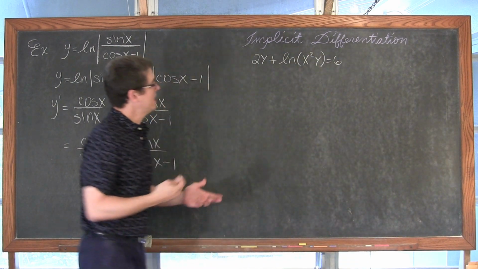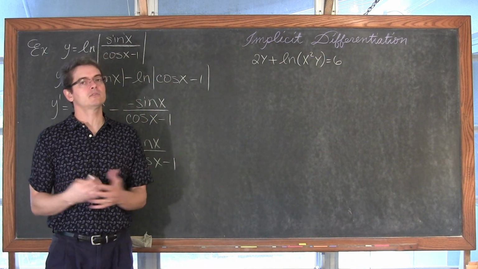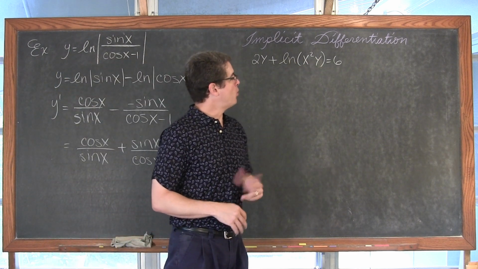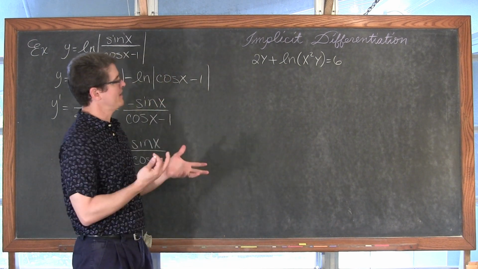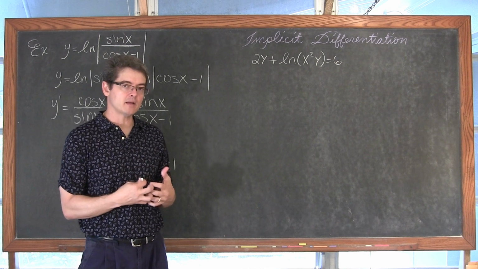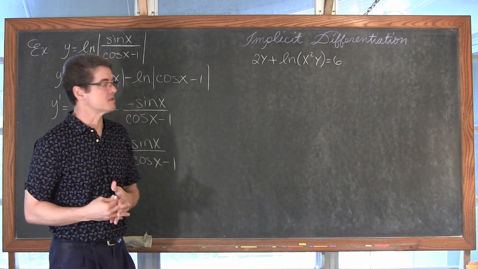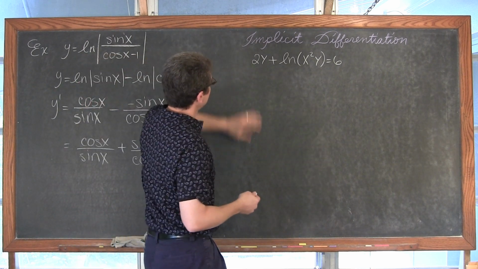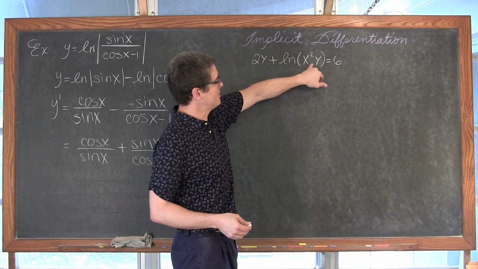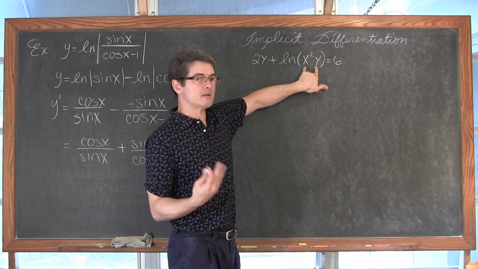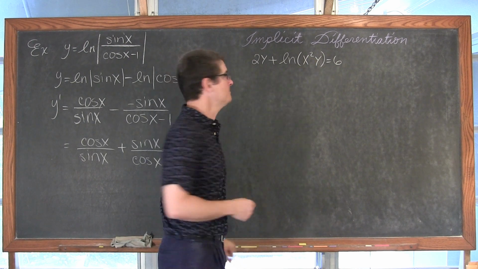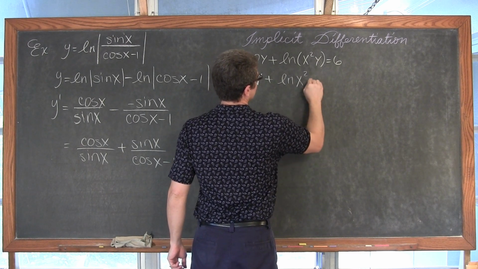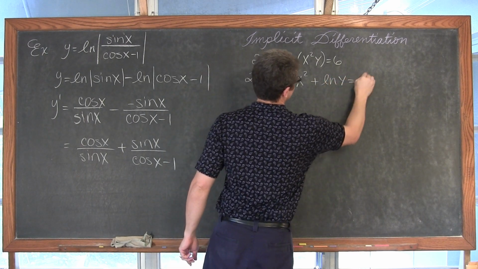Now over here, we have a slightly different direction, just reminding you of how to do implicit differentiation. We have 2y plus the natural log of x squared times y is equal to 6. So instead of trying to isolate y and doing the regular derivative process, let's go at this implicitly, with respect to x. Let's make life a little easier and use our properties of natural logarithms to separate this multiplication. And we have 2y plus the natural log of x squared plus the natural log of y is equal to 6.